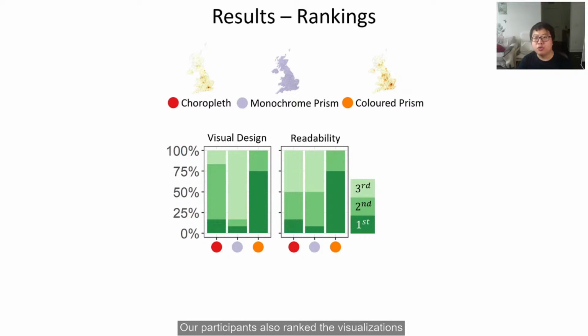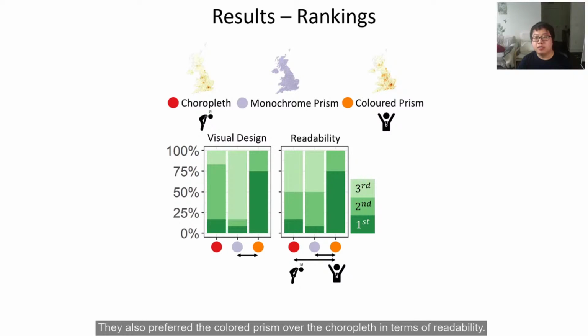Our participants also ranked the visualizations in terms of visual design and readability. We use arrows to indicate that there is a statistically significant difference between two conditions. We can see participants did not like the monochrome prism maps at all. They also preferred the colored prism maps over the Carplas maps in terms of readability.